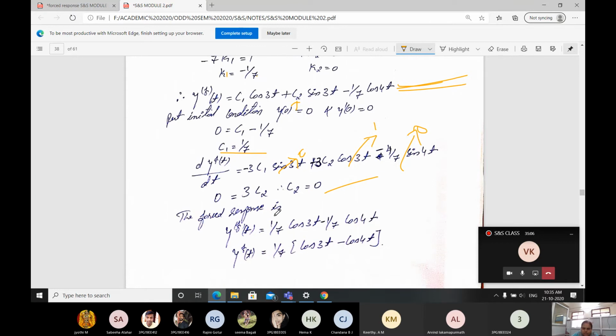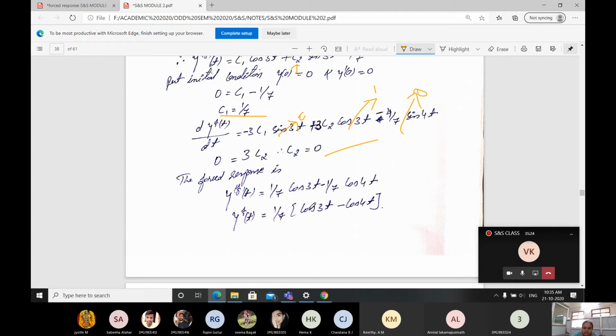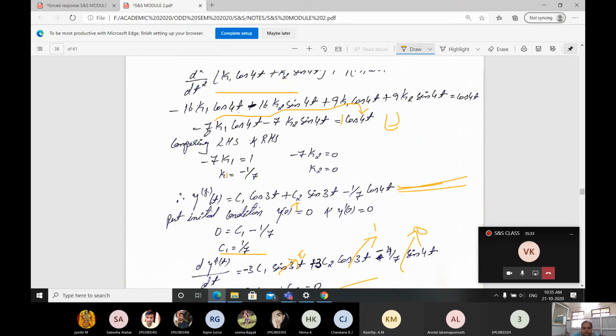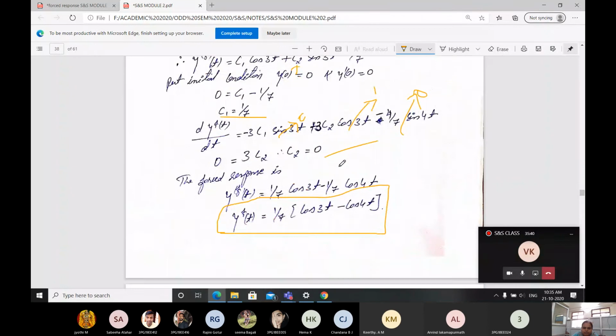Therefore, the forced response is yf of t equals 1 by 7 cos 3t, because c1 is 1 by 7, minus 1 by 7 cos 4t. If you take 1 by 7 as a common factor, then what is left over is cos 3t minus cos 4t. You will be getting this solution. This is how you have to solve for the forced response if it is given in cos, exponential and constant value.